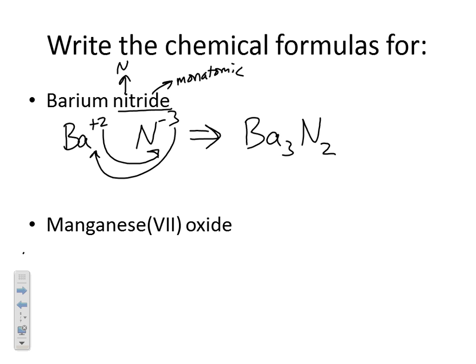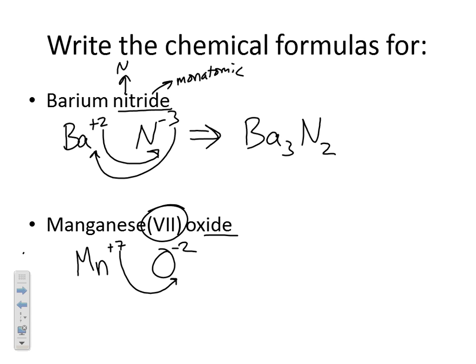Manganese 7 oxide. What's manganese? That's Mn. What's the charge on the Mn? It's plus 7. How do I know that? That's the Roman numeral. That's what the Roman numeral means. Oxide, what's that? That's oxygen. Again, it's monatomic because it ends in "ide." First charge listed for oxygen is minus 2. I don't use the plus or minus, I just use the number.